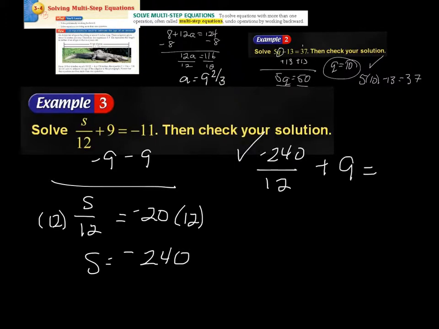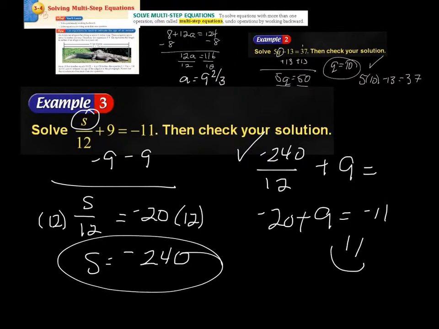240. Substitute back into the original equation where there was an s, I'm going to put negative 240. Negative 240 divided by 12 is negative 20, plus 9 is in fact negative 11. I am happy. That was a big number.